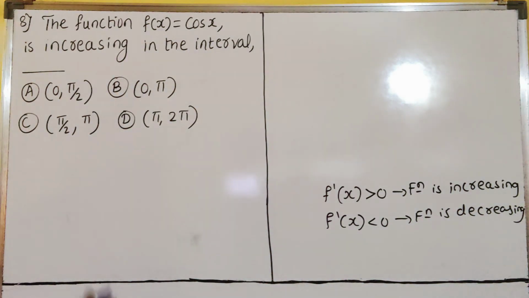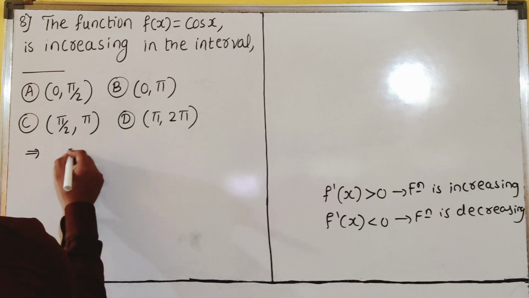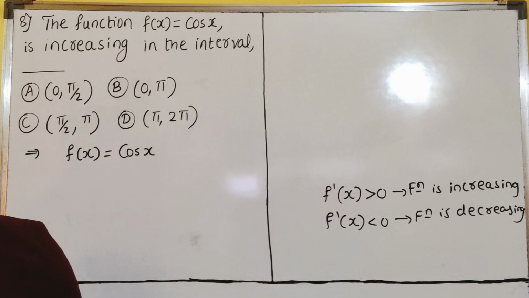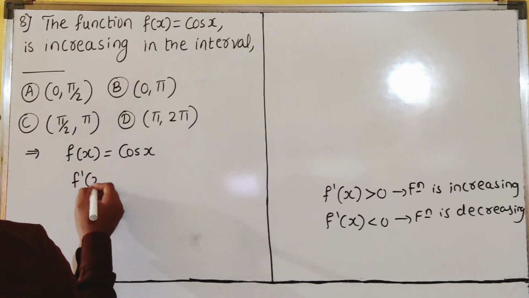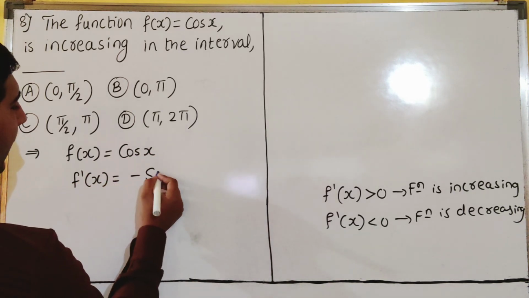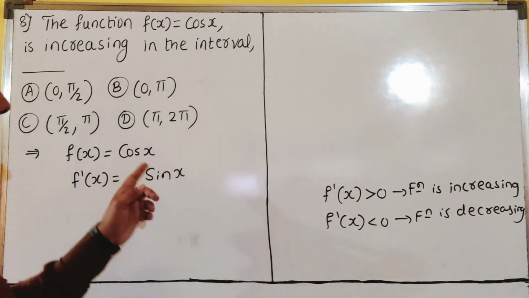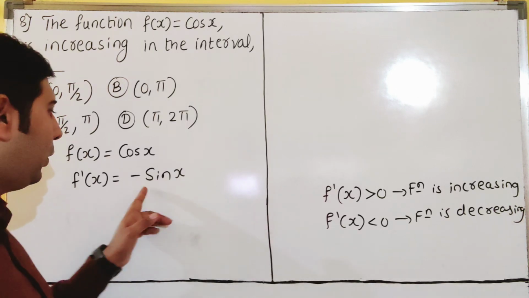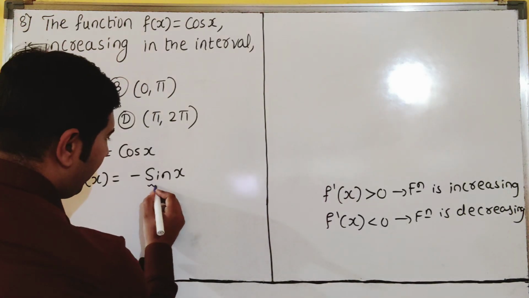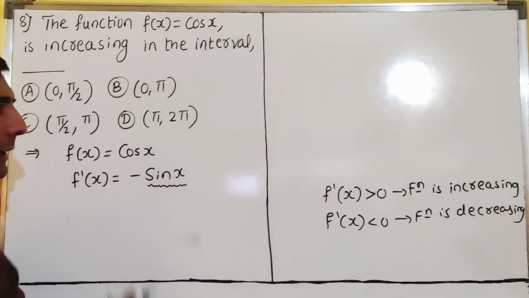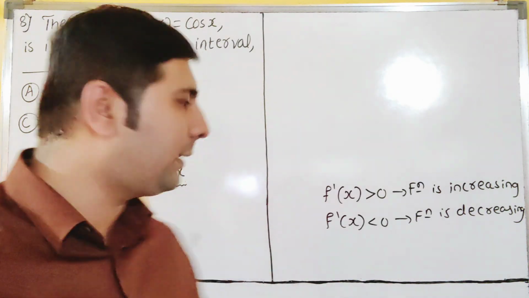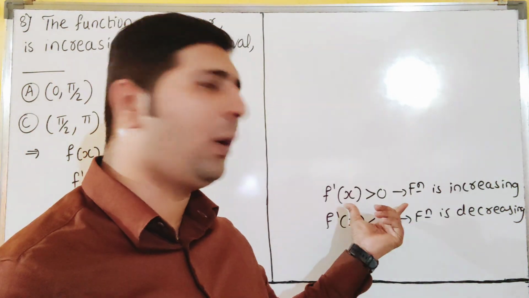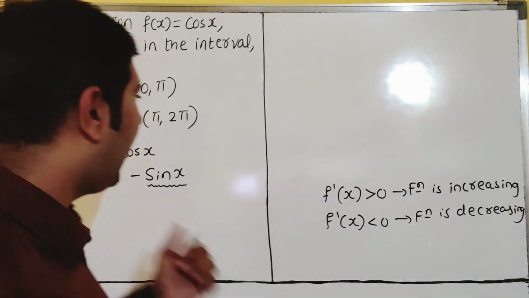Now see here. We have to find the derivative of f of x equal to cos x. Derivative of cos x, everyone knows, is minus sin x. If sin is negative, then negative into negative is positive. Positive means it is greater than 0, no? So then you have to see where sin will become negative.